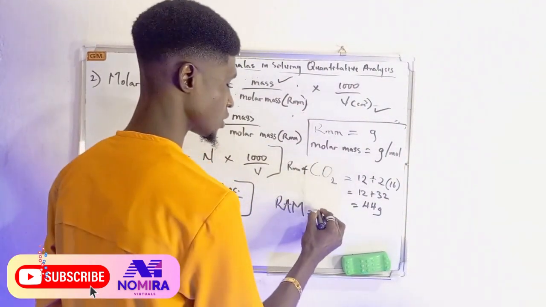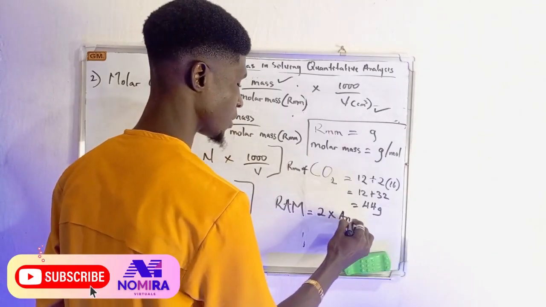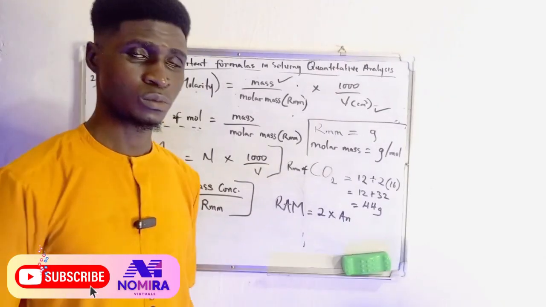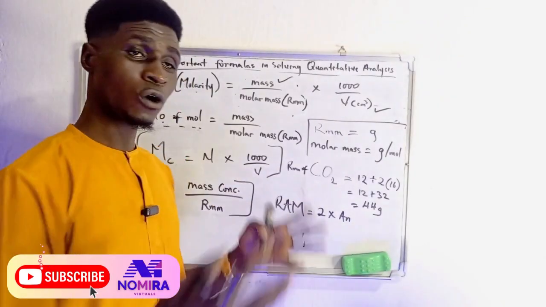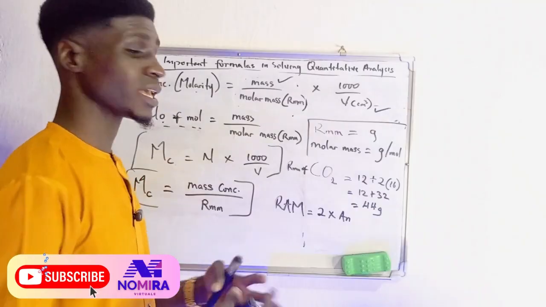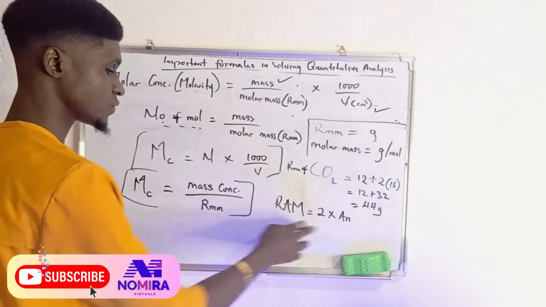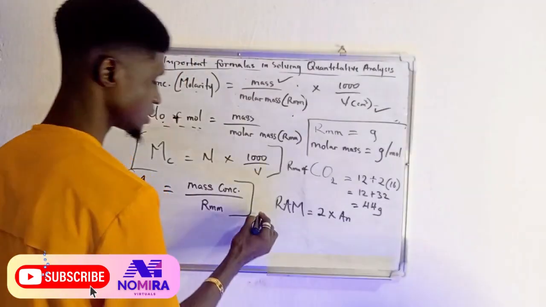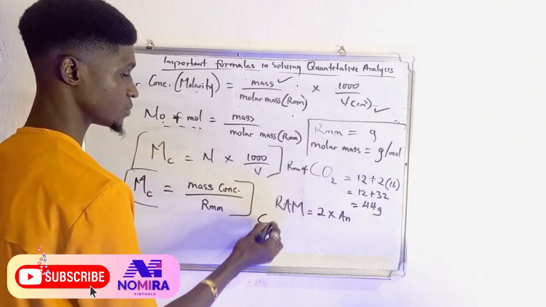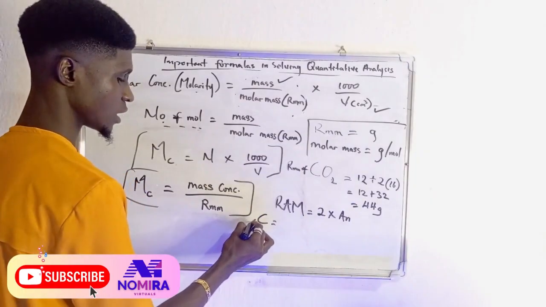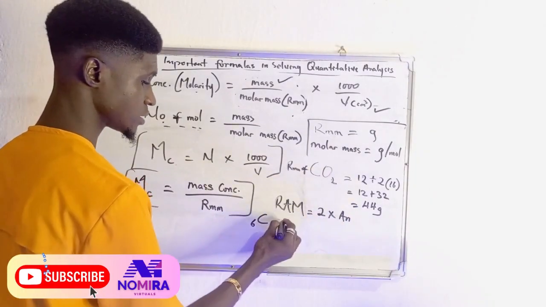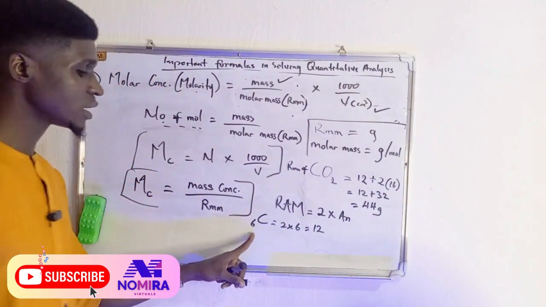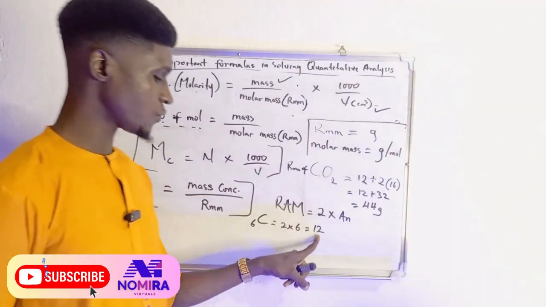So let us see what relative atomic mass is shortly. It is 2 times the atomic number. We get it by multiplying the atomic number of that element by 2. This does not apply for all the elements because there are some exceptions. Let's use this formula to see examples of elements that follow it. Carbon has atomic number 6, so 2 times 6 gives you 12. This is the relative atomic mass of carbon.